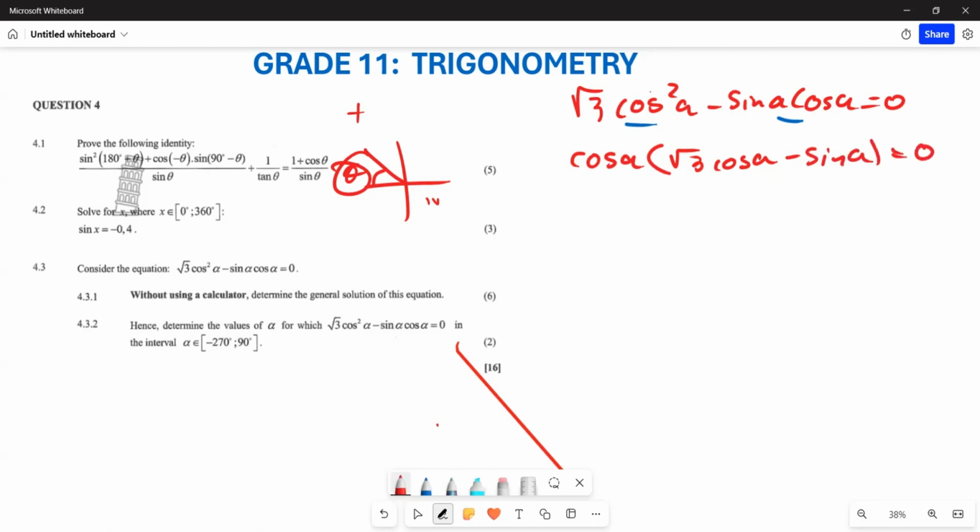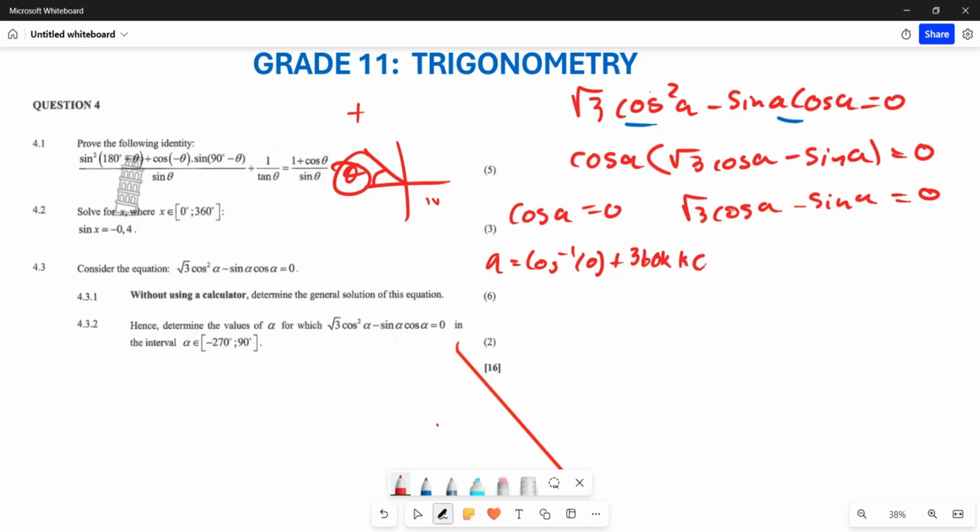Altogether. And now, remember, I said you need to consider these just like your quadratic equation, right? So here you're going to say cos of A is equal to 0, or root 3 cos of A subtract sine of A is equal to 0. You're obviously going to find the solution for A for this one first, which means A is going to be the same as shift cos of 0 degrees plus 360k, where k is an element of the real numbers.